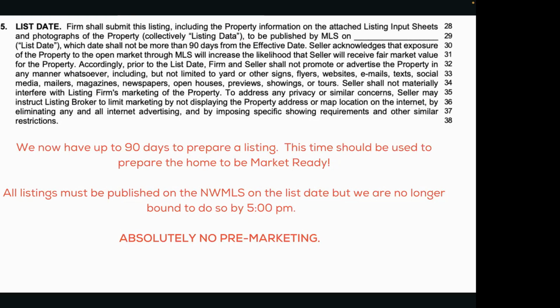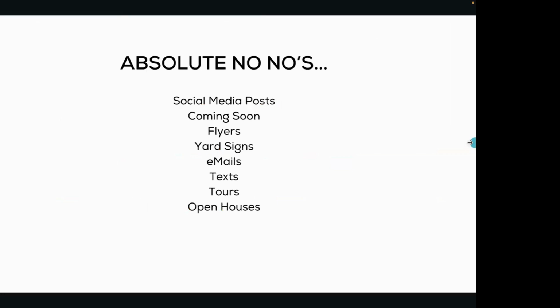The most important part of this paragraph is to explain to the seller that there is no pre-marketing. So if you want to go into more detail, that means there are absolutely no social media posts coming soon, no flyers to be made, no yard signs. You can't send out email blasts. You can't send out text messages. We are not allowed to have home tours and definitely not open houses.